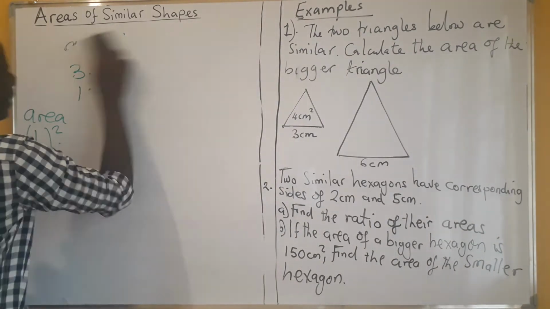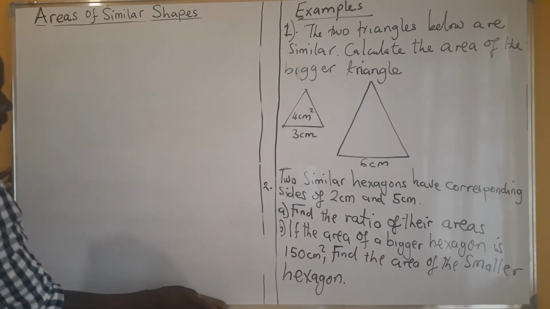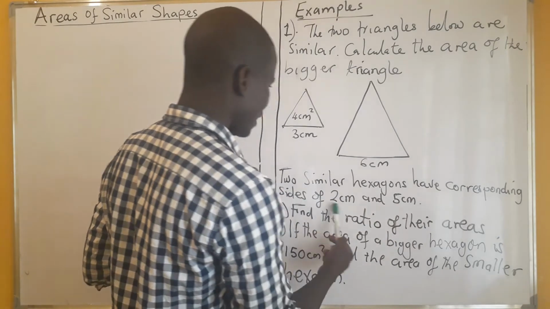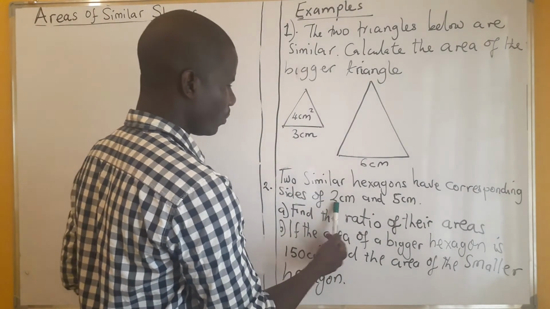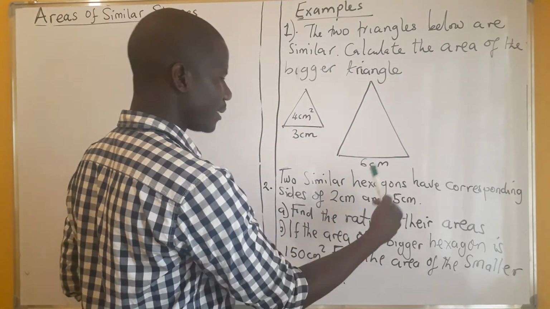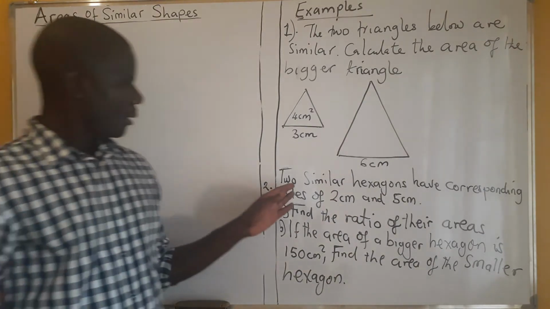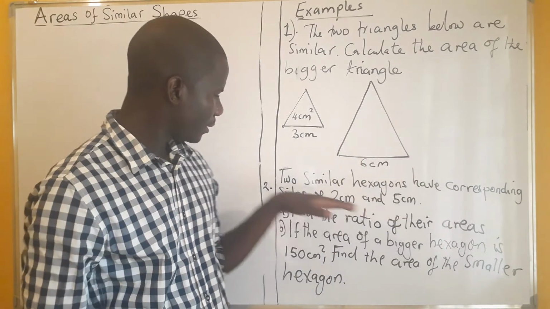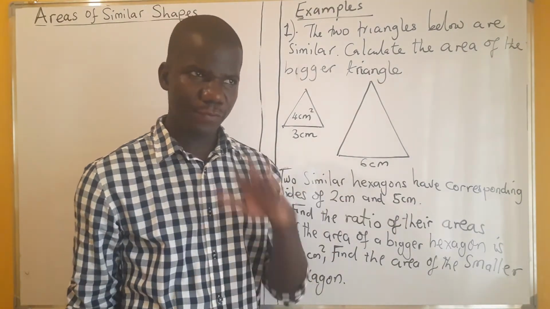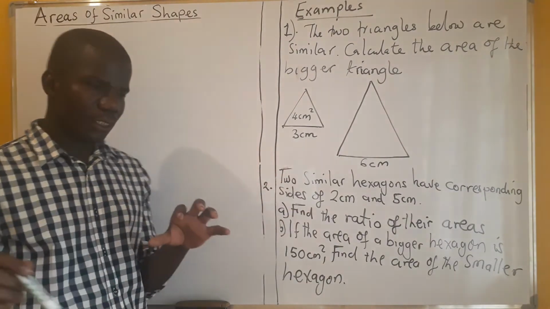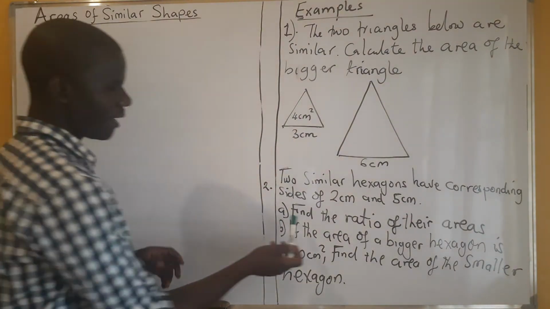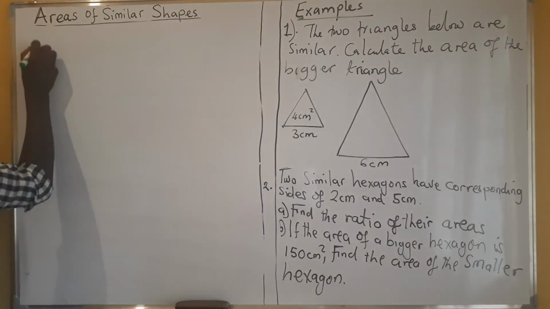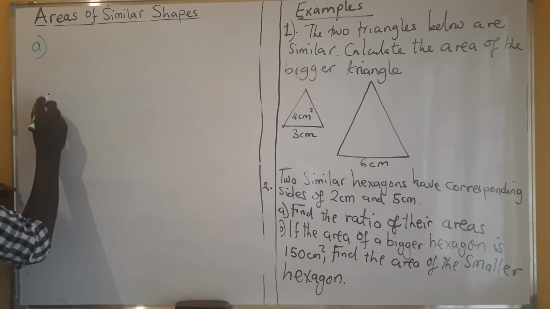So let's look at the second question. Two similar hexagons have corresponding sides of 2 centimeters and 5 centimeters. Those are the initial ratios. Now find the ratios of their area. I think now this we don't have a problem. Ratios of their area. I told you that now we are going to have the ratios of their area.